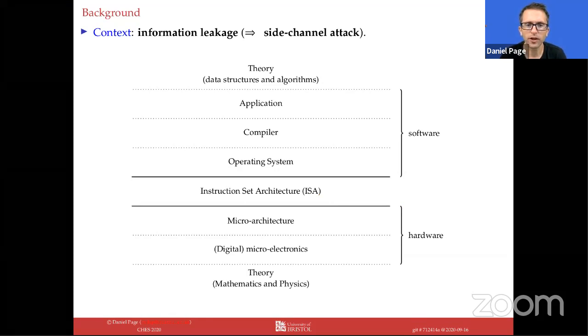This is a standard, textbook style diagram of the layers of abstraction in a typical computer system. The interesting part from our perspective is the middle, which is the instruction set architecture, or ISA. This acts as an interface or a contract between hardware and software, in the sense that the ISA defines a set of architectural resources and instruction semantics, but it doesn't define how those instruction semantics are realized in practice. The underlying hardware, the microarchitecture, is free to make a choice in that respect and optimize towards whatever goals make sense.